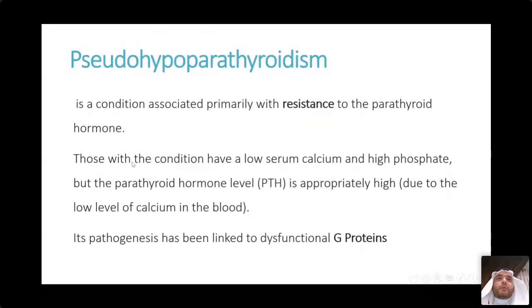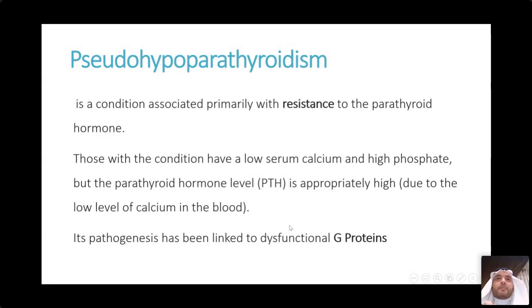What about pseudohypoparathyroidism? It is a condition associated primarily with resistance to the parathyroid hormone. These patients have low serum calcium, high phosphate, and the parathyroid hormone level is appropriately high, but it does not function. Its pathogenesis has been linked to dysfunction of the G protein.